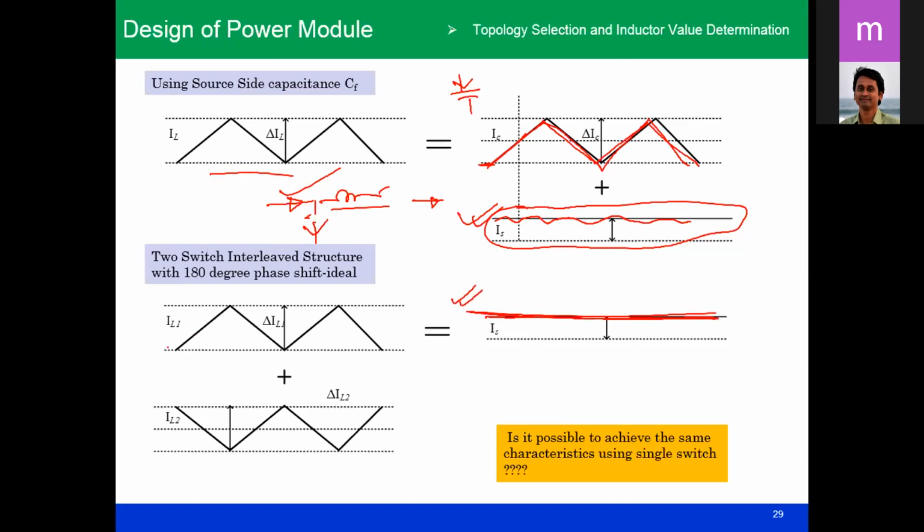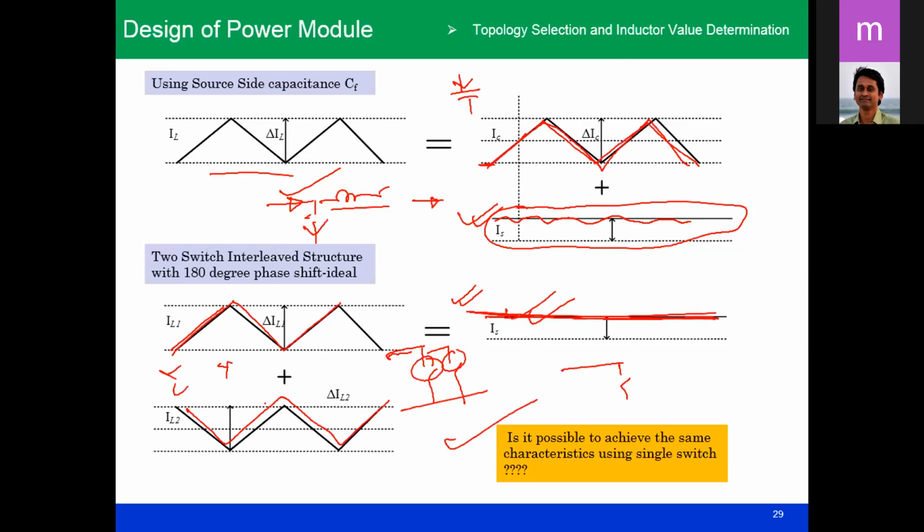One approach is to use two inductors in parallel, called an interleaved structure. If you use the interleaved structure, one inductor current is this, and another inductor current is like this, and if you add them together, you can get a steady current. But the problem is that you are using two switches. So the question is, is it possible to design this circuit using only one switch and still have this kind of characteristics? People are working on that.